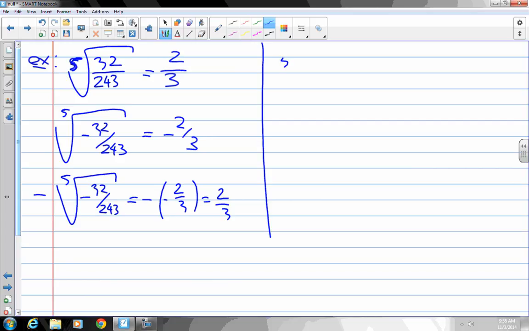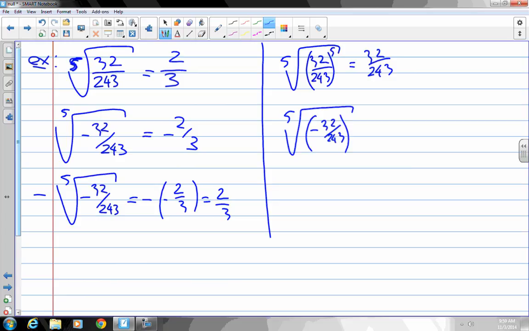What if I have the fifth root of 32 over 243 to the power of 5? Like that. What would that be? 32 over 243. What if I have the fifth root of negative 32 over 243 to the power of 5, like that? Yeah, negative 32 over 243. So again, odd powers allow us to have negative results.